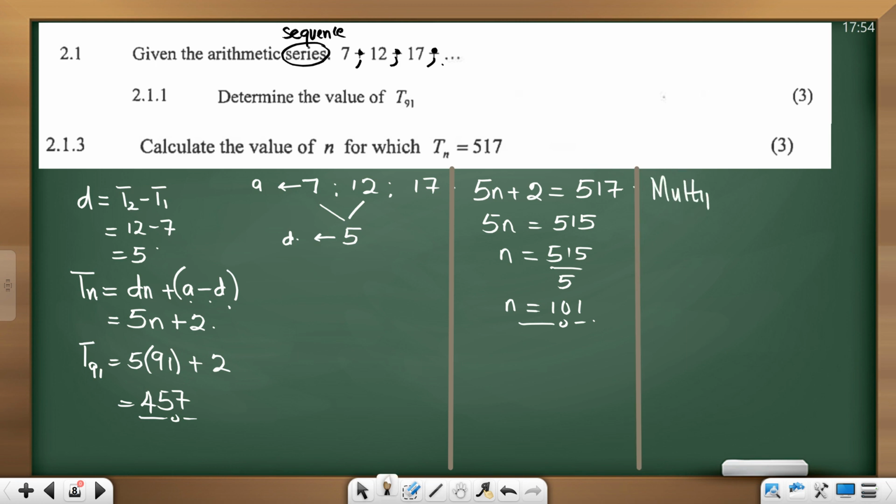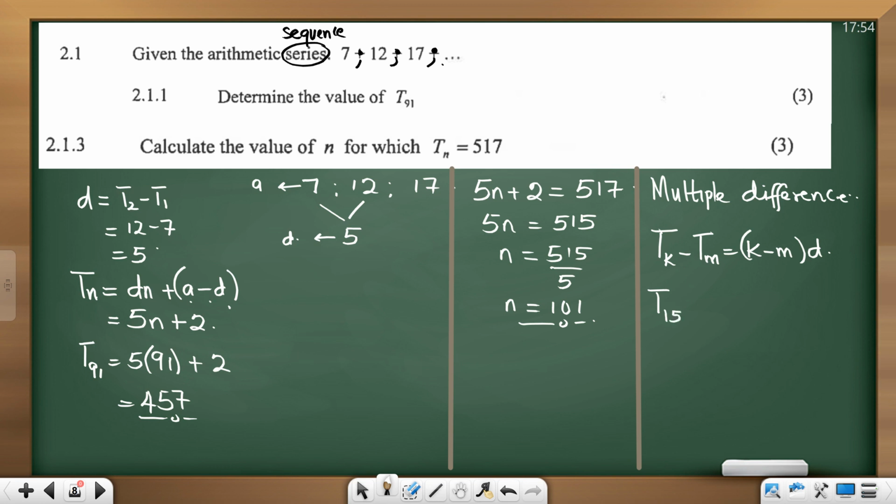Multiple difference. Get to functions, that's where there's a lot of marks. Multiple difference. What I mean by multiple difference is that Tk minus Tm will be k minus m.